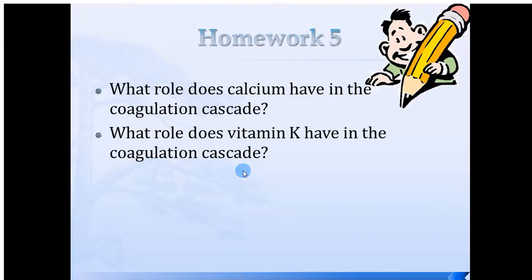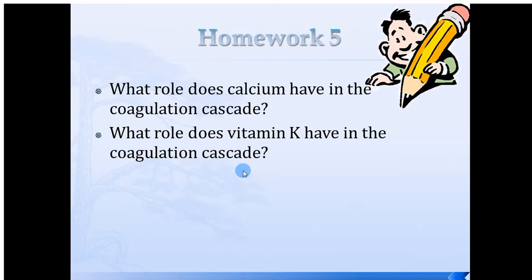Right. Last question. Homework number 5, what role does calcium have in the coagulation cascade? So just Google it. Calcium and coagulation, and it'll explain its process.